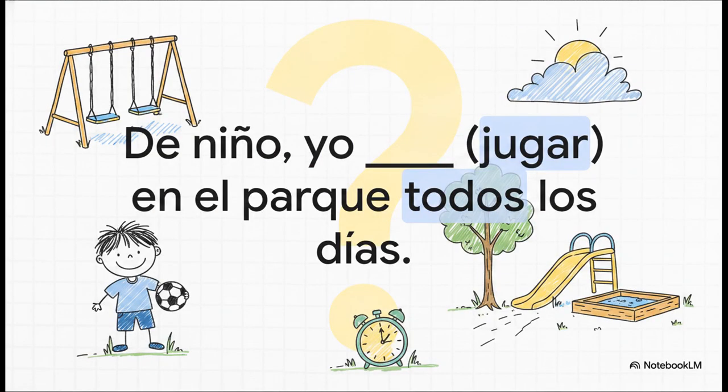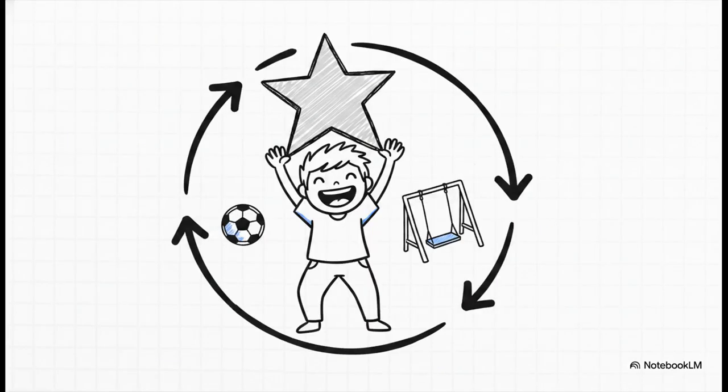All right, time to put your knowledge to the test. Let's see if you can conjugate this verb correctly. De niño, yo blank, the verb is jugar, en el parque todos los días. I'm going to give you 3 seconds to literally just shout the answer at your screen. Ready? 3, 2, 1. Jugaba. The answer is jugaba. Huge congrats if you got that one right. Why is it jugaba? Because jugar is a regular AR verb, and that phrase todos los días tells us this was a habitual action in the past. So we just drop the AR and add our -aba ending for the yo form.